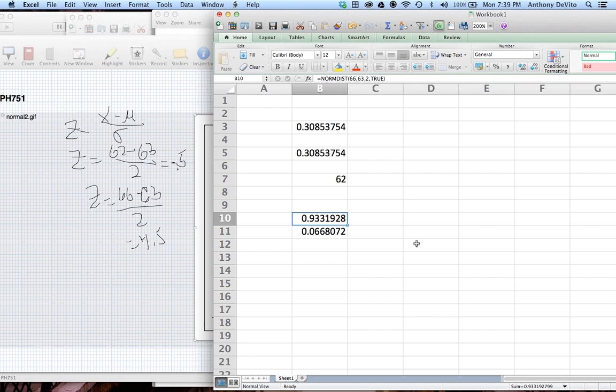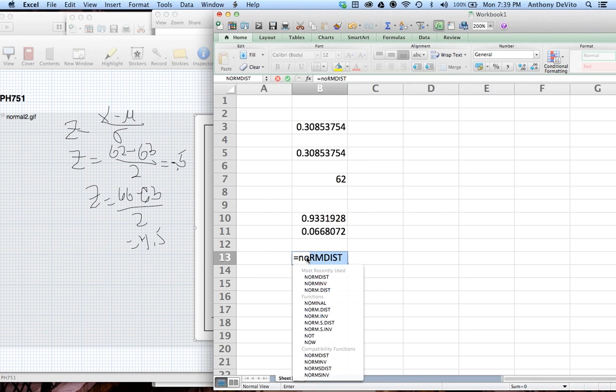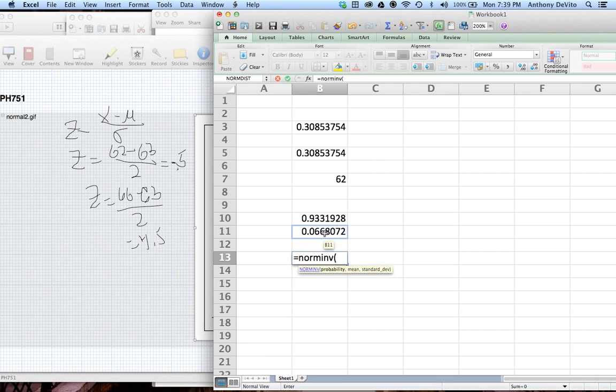We could also use NORM.INV there. What does NORM.INV do for us? NORM.INV, parentheses, what's it going to give us? The value for a given probability, right? Now, the only problem is that value is on the wrong side, isn't it? Let me see what I get when I do this. 63, right? Comma, 2, comma, parentheses. Oops, I made a mistake.